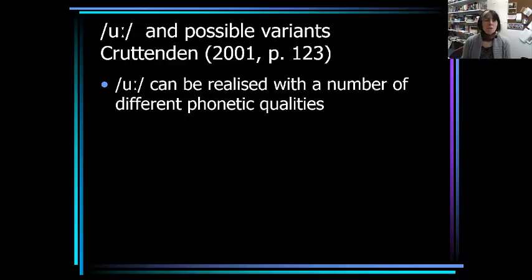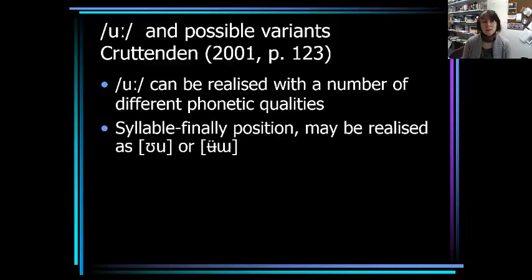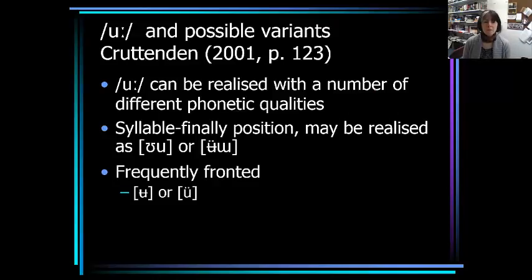So what we can note from that is that oo can be realised with a number of different phonetic qualities. The syllable finally, it may be realised as oo or o, something like that. I'm not doing these terribly well. It's also frequently fronted. We tend to use this symbol if it's a bit fronted but not very fronted, but also you can show that with this diacritic over the top as well, indicating that it is fronted. This symbol is referred to as barred oo, this one here. This is barred oo or barred u.